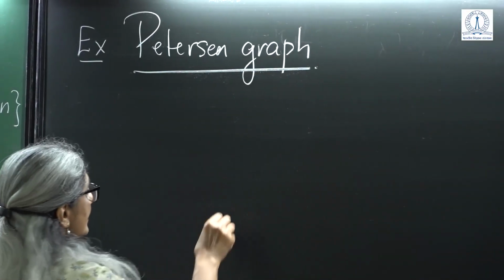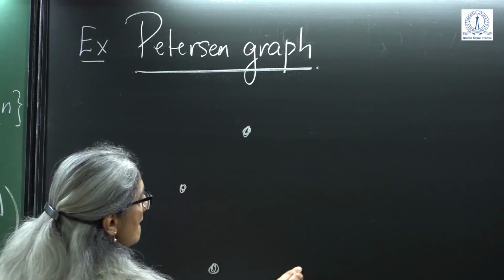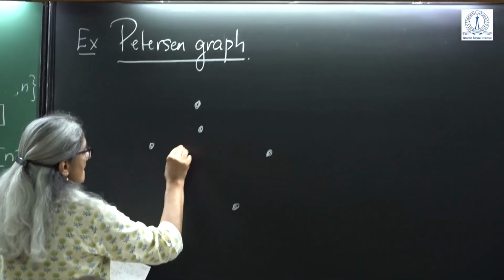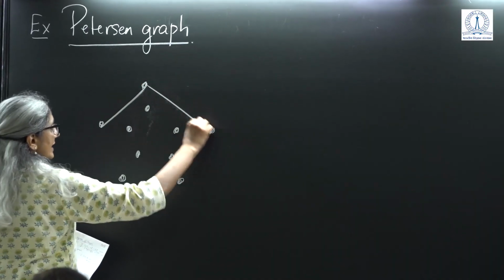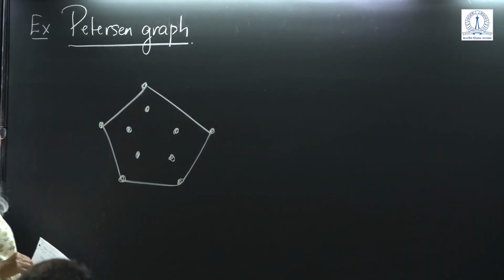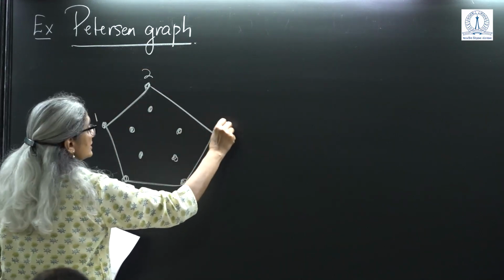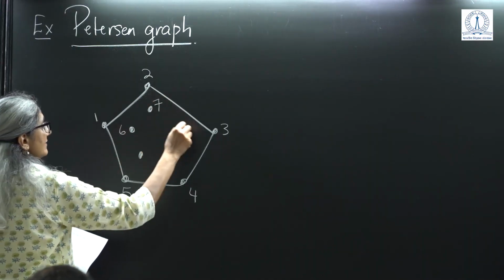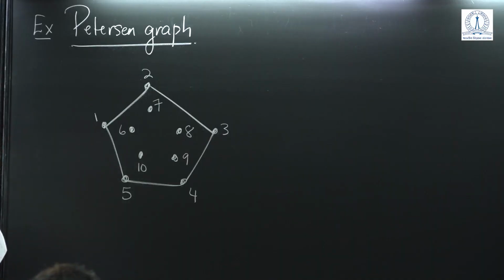Okay, so in the Peterson graph, you have a pentagon, and then you have inside it another pentagon. The outside ring is connected like a cycle, like this. Let's say I number this 1, 2, 3, 4, 5. And the inside vertices are 6, 7, 8, 9, and 10. But the inside is also a pentagon, but it's connected like a star, okay?